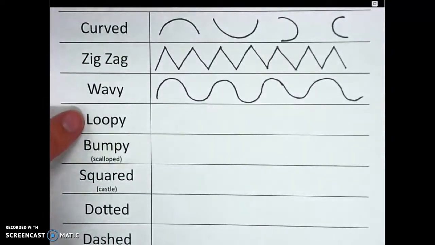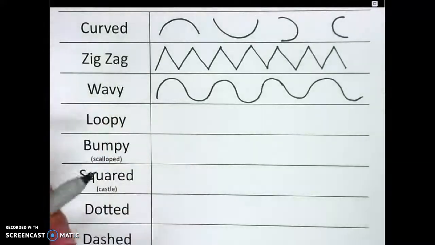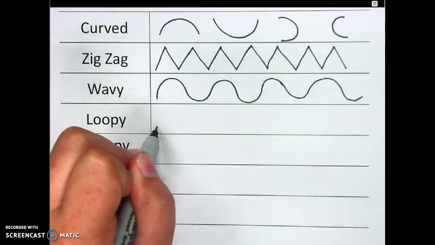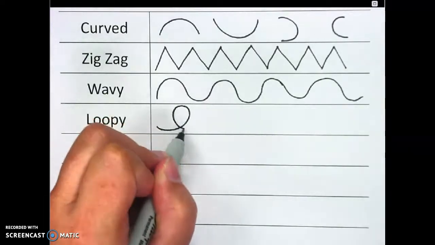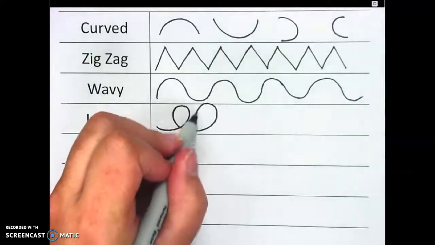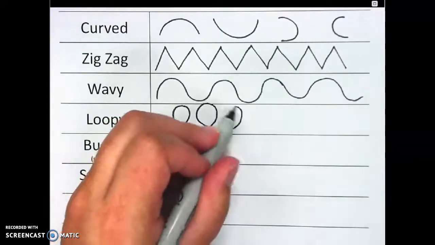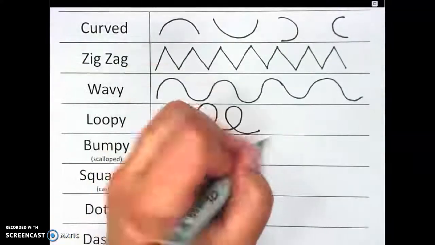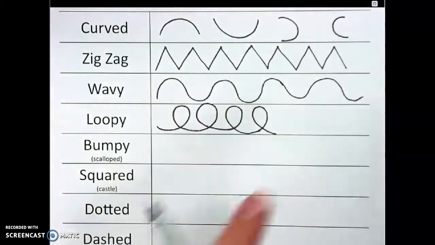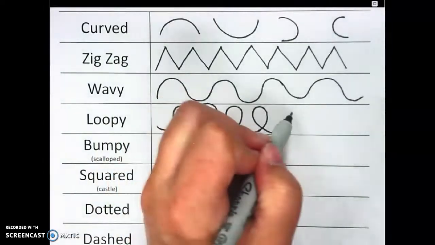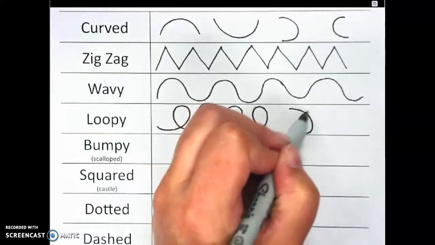let's move on to the loopy line. Now, loopy lines are pretty cool because they can go two ways. You can start at the bottom, swing it around, and loop it up, which is pretty fun. Or you can start at the top and loop them down.